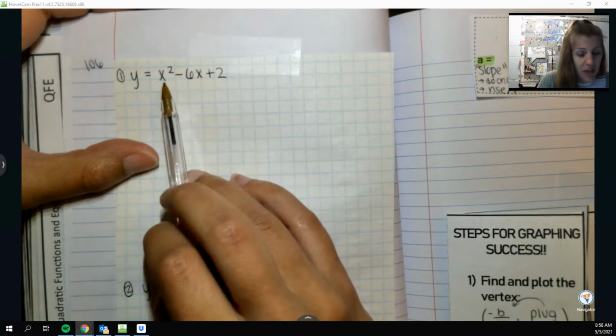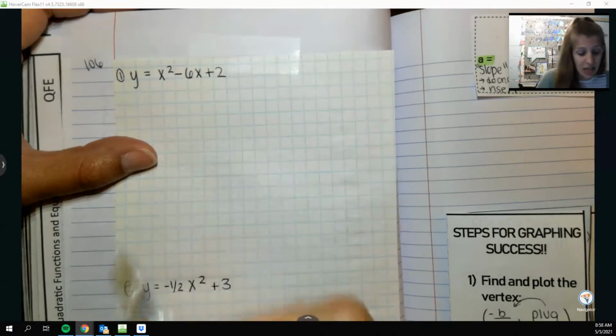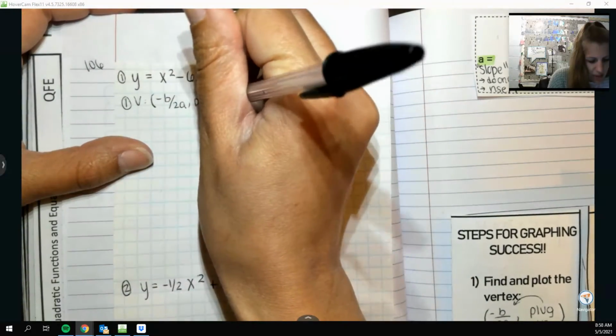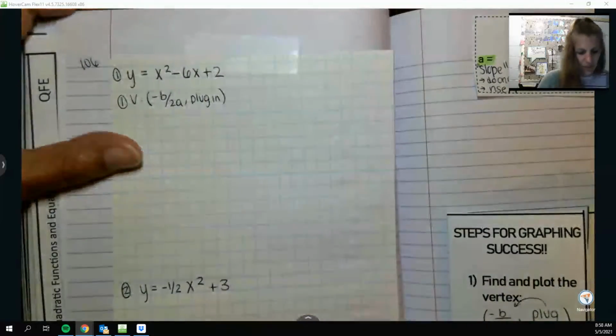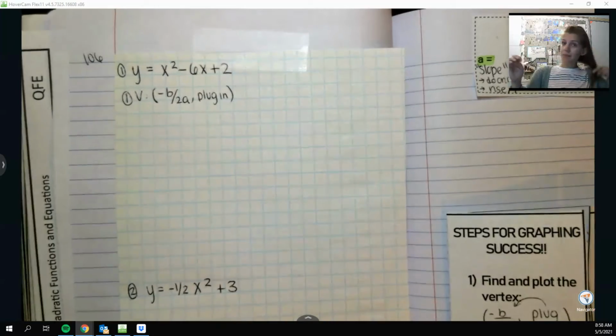Okay, so looking at this one here, I can tell that I'm in standard form because I have an x squared and an x. The first thing that we want to do is find that vertex by doing our little baby formula, negative b over 2a, and then plugging it in. I'm going to leave some space over at the side here to graph it.